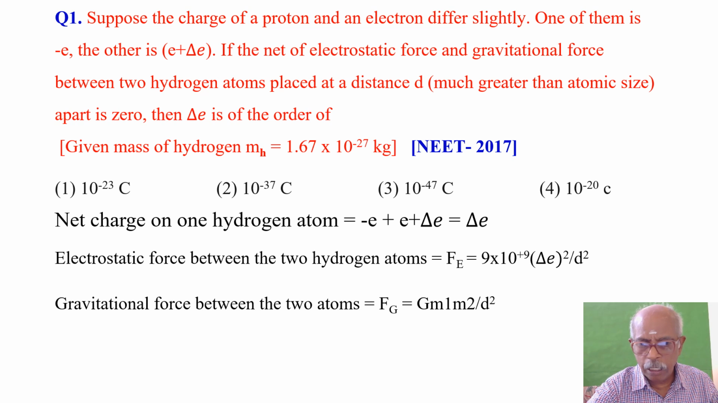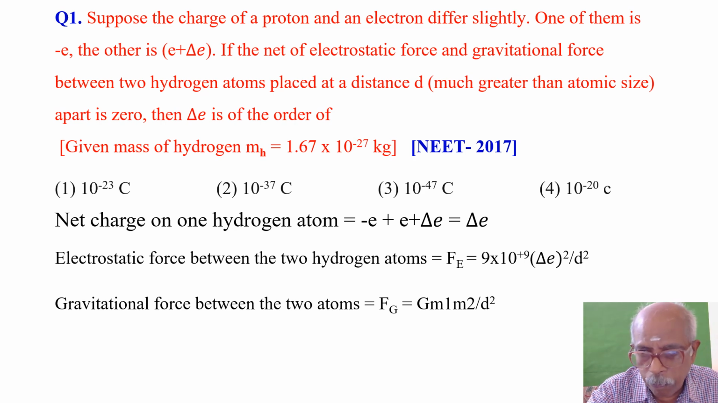Then what about the gravitational force between the two hydrogen atoms? For the gravitational force between any two bodies, Fg is equal to G into m1 m2 by d square. That you know very well. Here m1 is the mass of one hydrogen atom and m2 is the mass of the second hydrogen atom, both equal to 1.67 into 10 power minus 27 kilogram. What has been given is that the net of the electrostatic force Fe and the gravitational force Fg is 0. It means that Fe and Fg are equal.